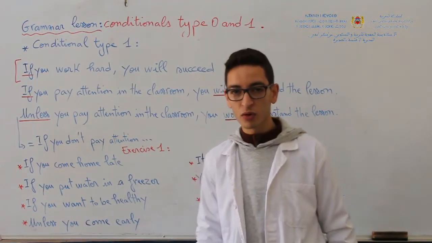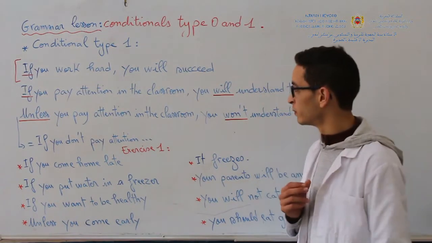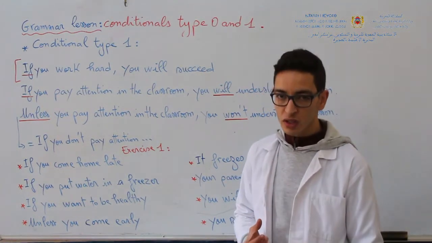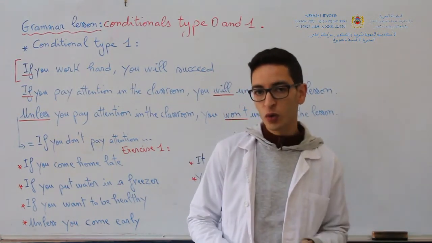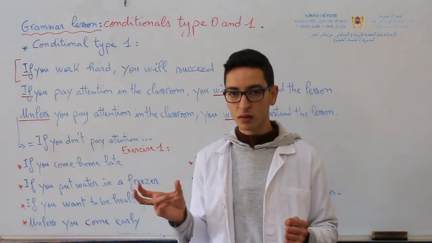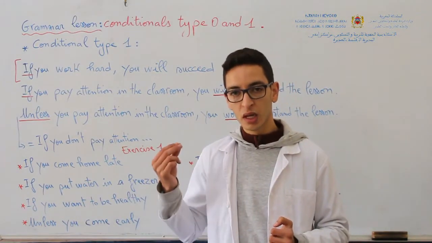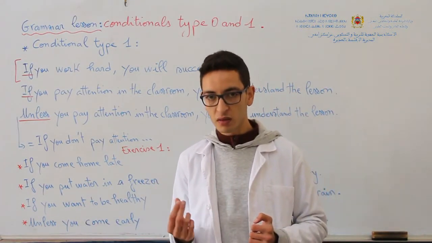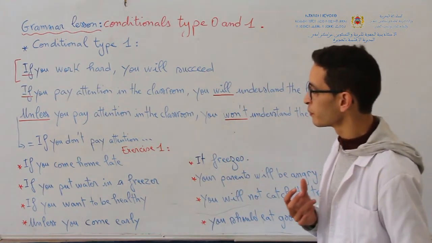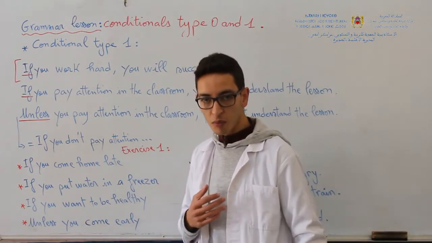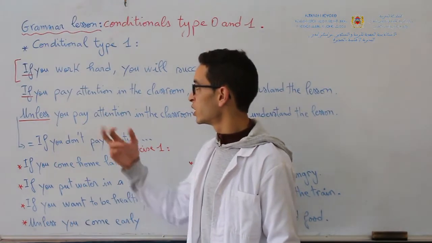Okay, now let's get on with our second part of the lesson, which is conditional type 1. Now, when do we use conditional type 1? We usually use it when we have a cause which leads to a certain result. The result is not 100% sure to be met, but it's likely, or highly likely. Let's see the examples, and you will have an idea about what I'm talking about.